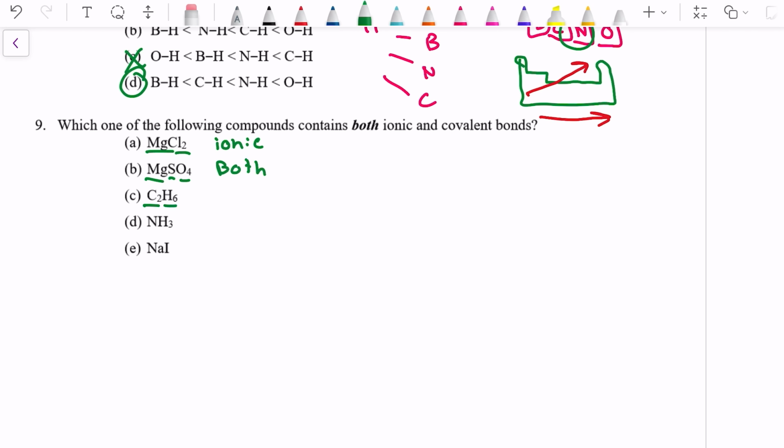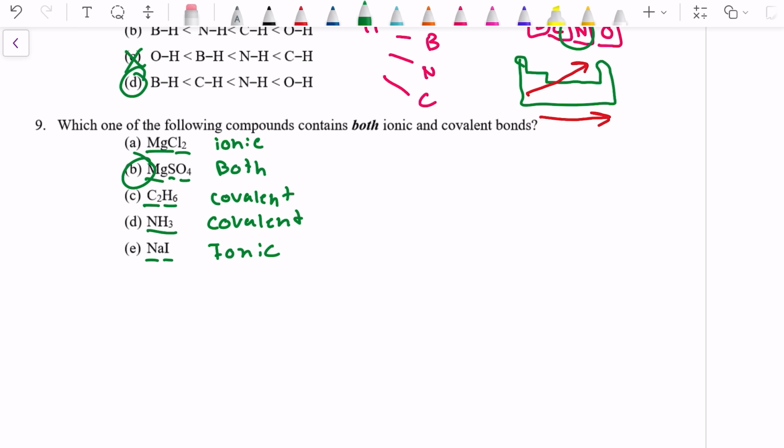Let's see, carbon and hydrogen are both nonmetals. This is purely covalent, you know, quote unquote, purely. Let's see, nonmetals, this is covalent. This is also ionic, so 9B.